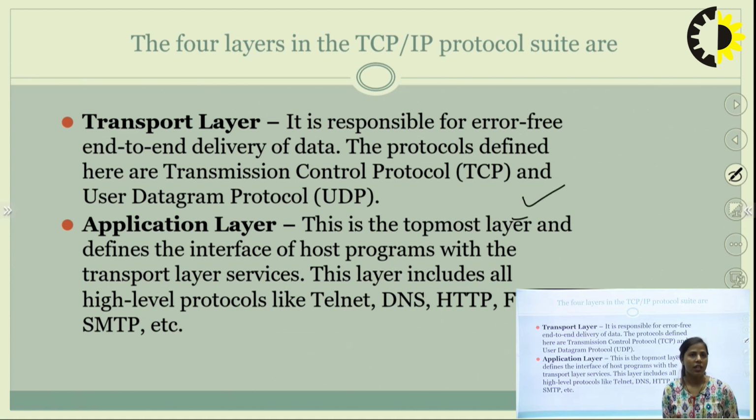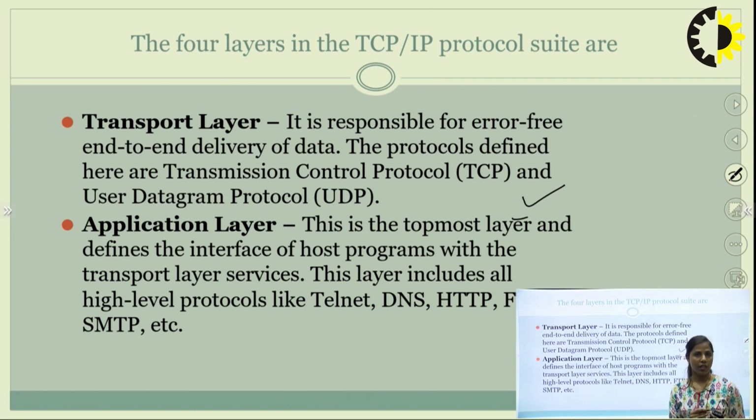In this layer we have two protocols, that is the TCP protocol and UDP. TCP is Transmission Control Protocol, and UDP is User Datagram Protocol. These protocols we are going to discuss one by one. You just have to get knowledge of what protocols are involved in this particular layer. Next one is the application layer. This is the topmost layer, where we get the output.